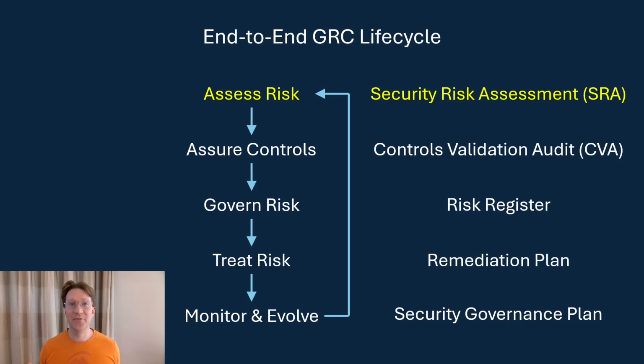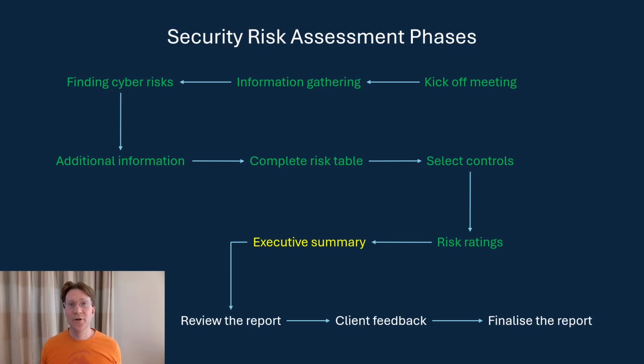This is the 9th video in a series on how to do a cybersecurity risk assessment and forms part of the first stage of the GRC lifecycle, assess risk. In the previous video, we worked out the risk ratings if there were no controls in place and if all recommended controls were in place.